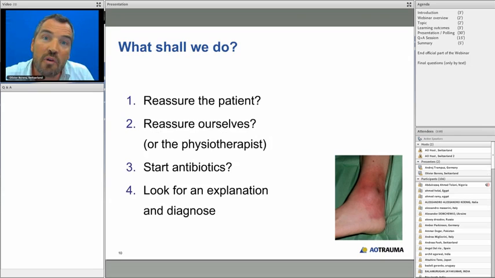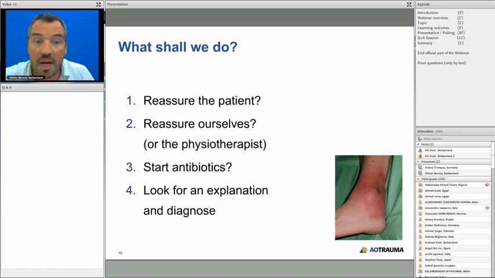Of course, we can tell our patient, "Hey, no problem. Everything is going to be fine. There is no infection. I've never had an infection." We can tell ourselves, "No, this is impossible. I've done everything that was supposed to be done in order to prevent infection, so it's not possible." We can call up the physiotherapist and tell him to mind his own business. Of course, we can start the patient on antibiotics, but this is probably not going to help us. Or we can look for an explanation in diagnosis.